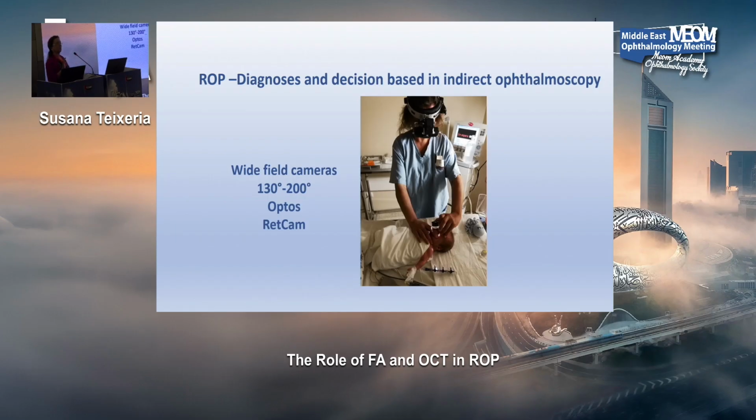Well, you don't need fluorescein angiography. Of course, you don't. But when you use it, it's very compelling and helps you a lot. But the diagnosis and all the decisions that you make in ROP are with indirect ophthalmoscope. Even if you have a RetCam just to take images, the decision is always under indirect ophthalmoscope.